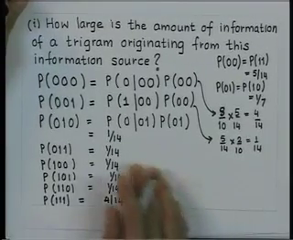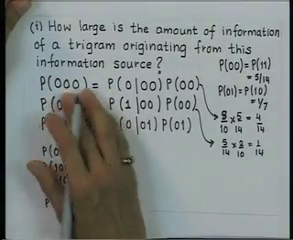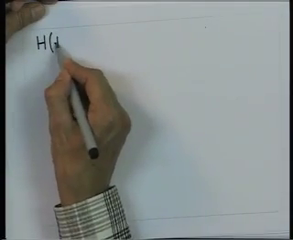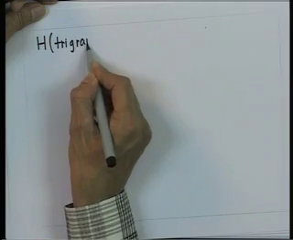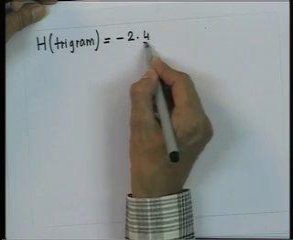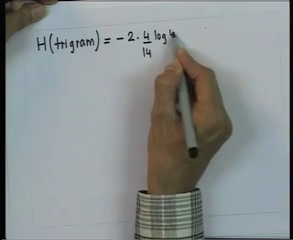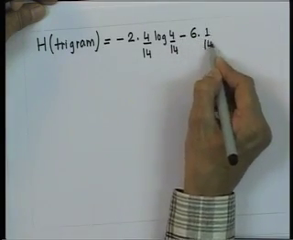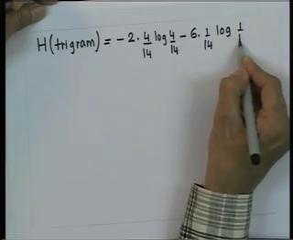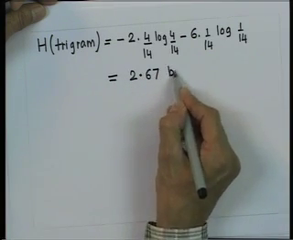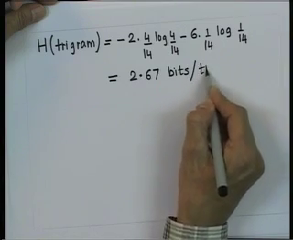14. Once I have these probabilities, I can use the expression for the calculation of the entropy and calculate the entropy, or the information, in the trigram as equal to minus twice 4 by 14 log of 4 by 14 minus 6 times 1 by 14 log of 1 by 14, and this turns out to be 2.67 bits per trigram.